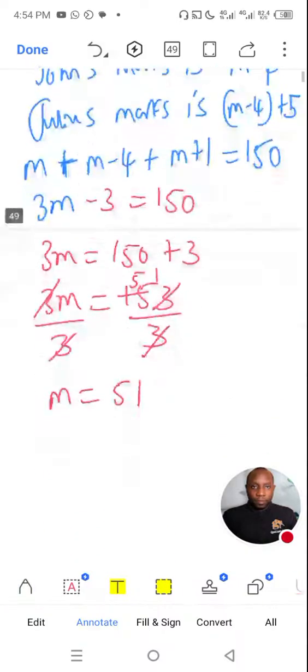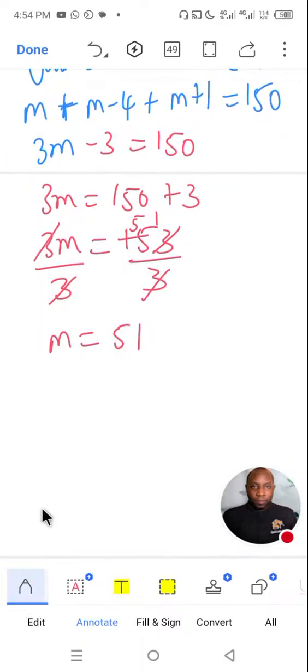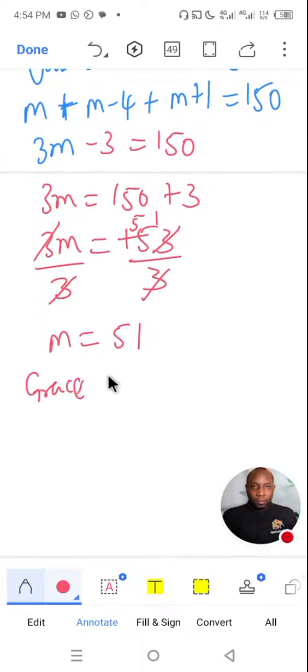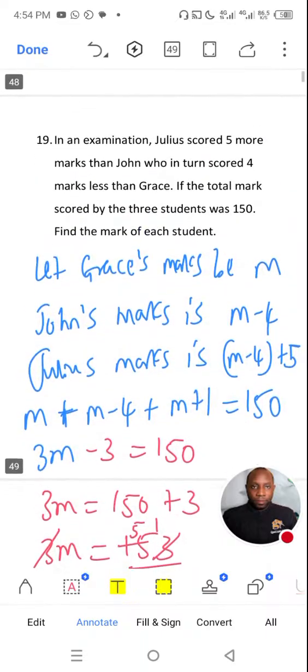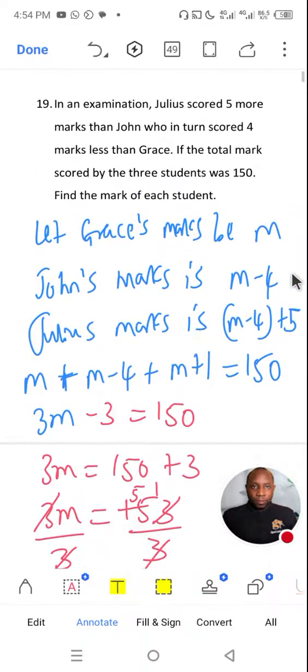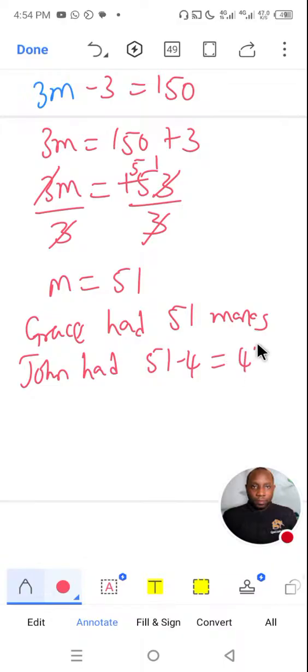Grace had 51 marks. Who is the next person? John, M minus 4. So John had 51 minus 4, because that's M minus 4, which is 47 marks. Are you there? 47 marks.